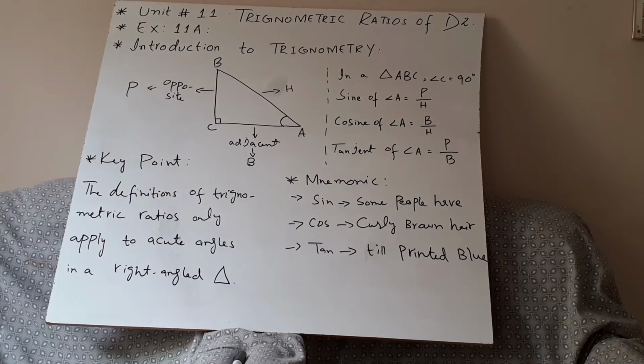In this unit we will learn a new branch of mathematics, which is trigonometry. Like maths is a branch of science and other branches of science are physics, chemistry, biology. In mathematics we have further branches, and one of them is trigonometry. So what is trigonometry? Let's just introduce this.